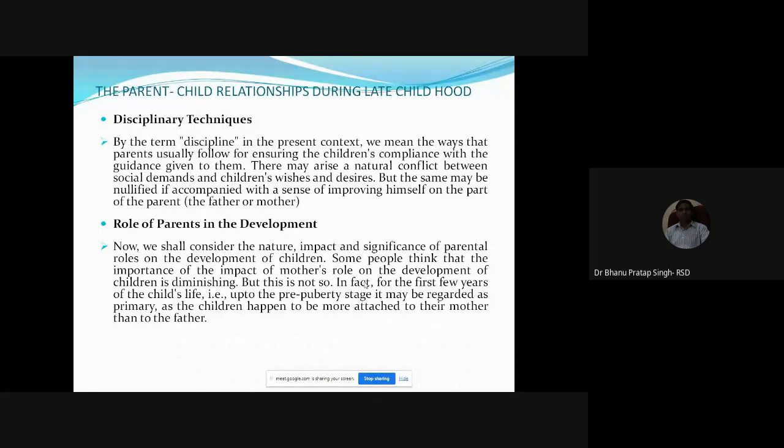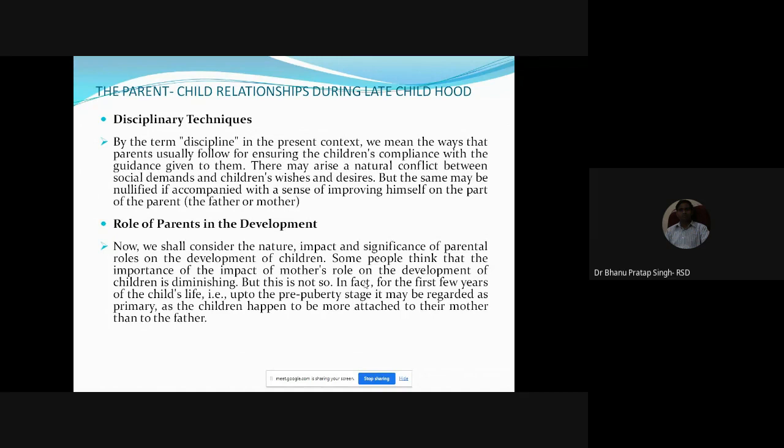So the overall role for shaping the child, or the responsibility, lies on parents, teachers, preschools, society, and peer environment. So, as parents, we shall consider the nature, impact, and significance of parental role on the development of the child. Some people think that the importance of the impact of mother's role on the development of the child is diminishing, but this is not true.